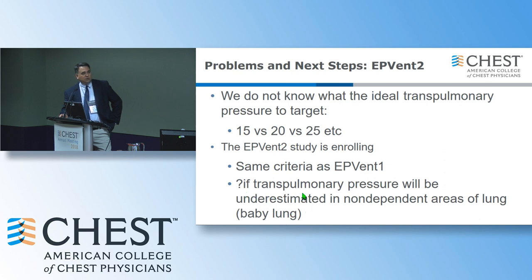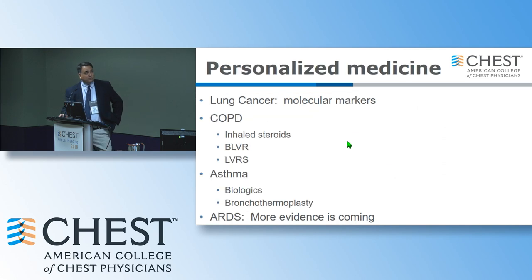But if you use the transpulmonary pressure, it'll be underestimated in non-dependent areas of the lung. So they may shoot for a pressure of 25, and if they get 15 or 20, they think they're safe, but in reality, the true transpulmonary pressure may be higher. I'm not involved in this trial, so I don't know how they're handling these data, but I'm sure they're coming up with some plan.